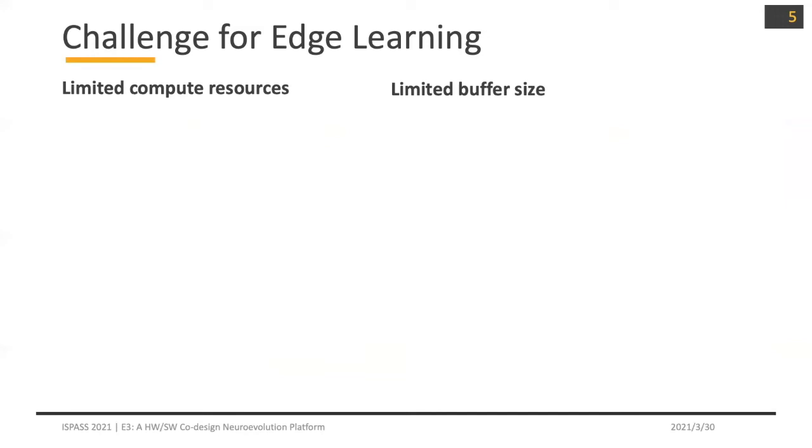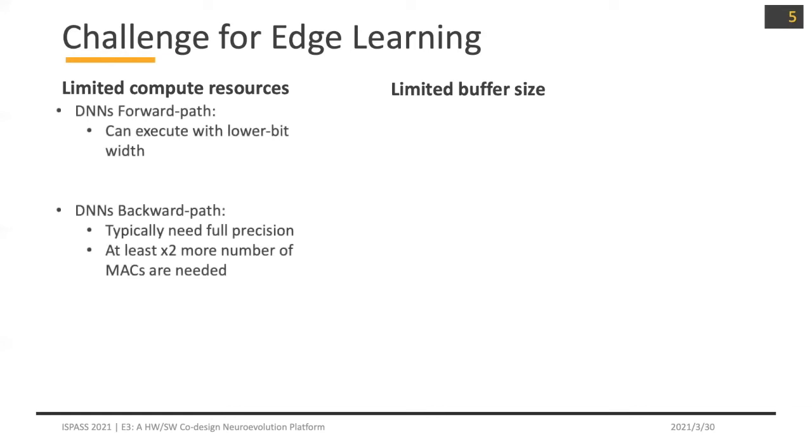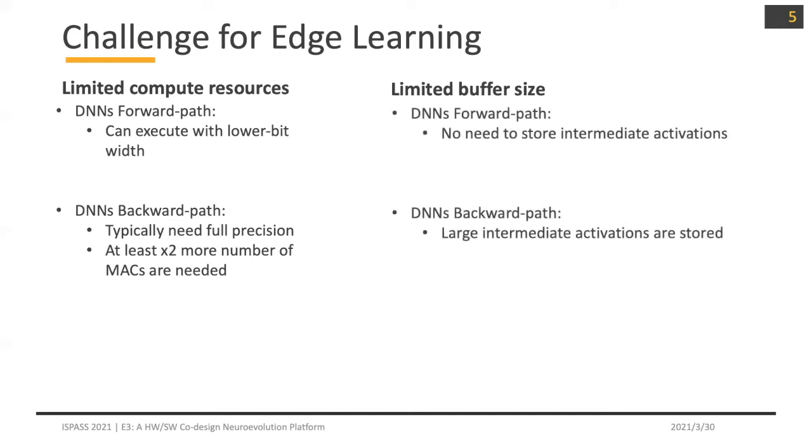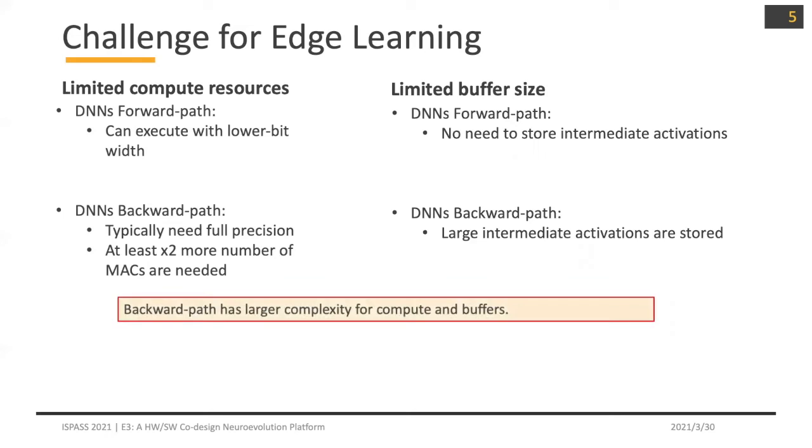And here we consider the application of DNN at the edge. A DNN is made of two parts, the DNN forward path and the DNN backward path. The forward path is usually lighter than the backward path, and it can execute with lower bit width. The backward path typically needs higher precision, and has at least 2 times more MACs than the forward path. For buffer sizes, in the forward path we don't need to store the intermediate activation. But for the backward path, we need a large buffer to store the intermediate activation. So the backward path has larger complexity for compute and buffer.